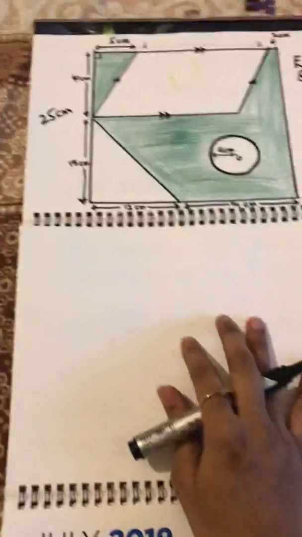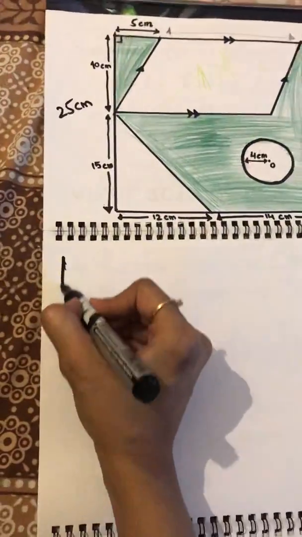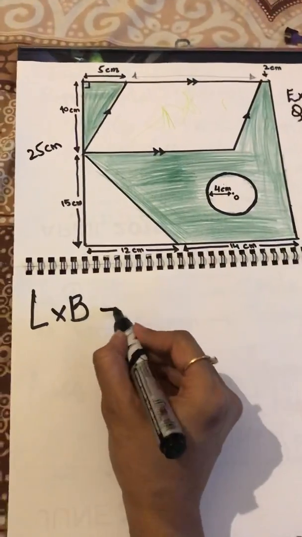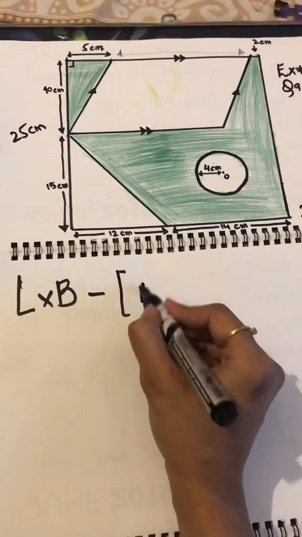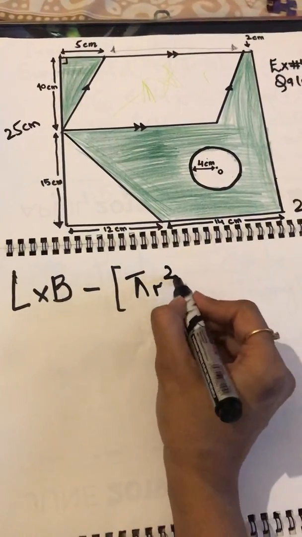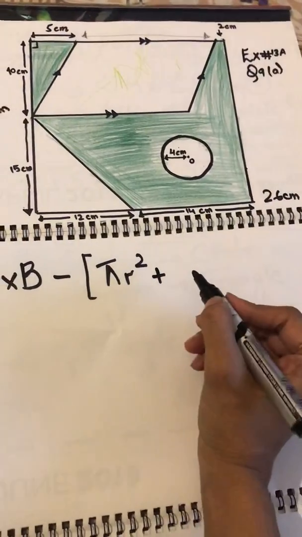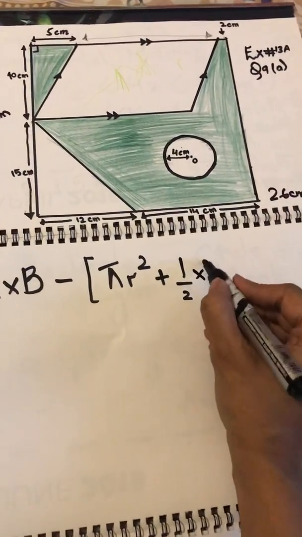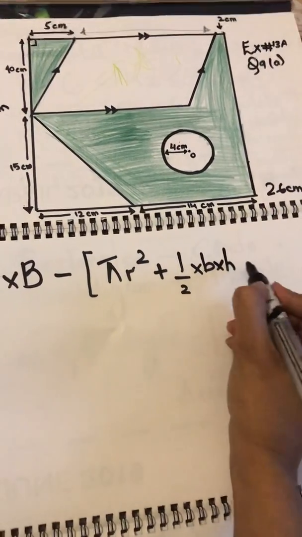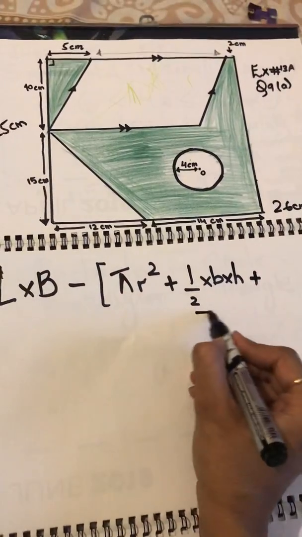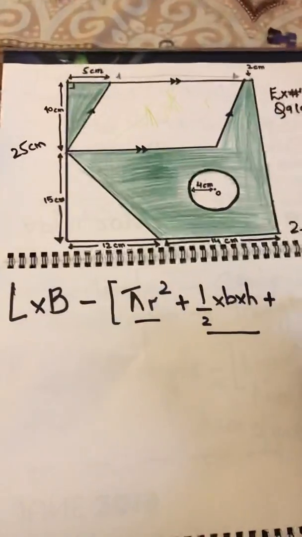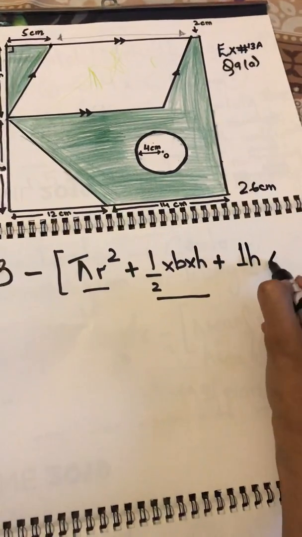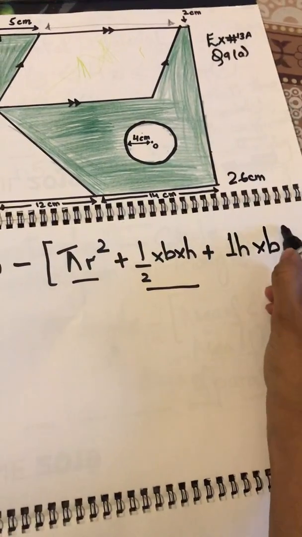Now see class, what are we going to do? We are going to write down the formulas. The formula of the area of a rectangle is length multiplied by breadth. We are going to minus it. The formula for the area of a circle is pi r square. The formula for the area of a triangle is half multiplied by base into height, plus. Now these are the individual formulas, right? And then the area of a parallelogram is the perpendicular height multiplied by the base.